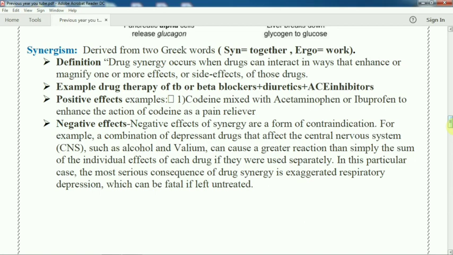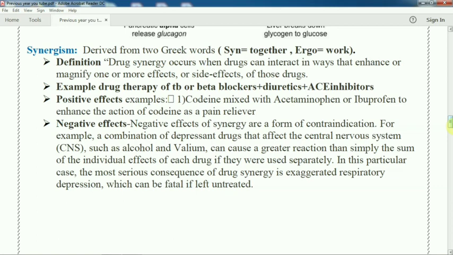So one is a positive effect, another one is a negative effect. For example, codeine mixed with acetaminophen or ibuprofen enhances the action of codeine as a pain reliever. But what is a negative effect? The negative effects of synergy take the form of contraindication.